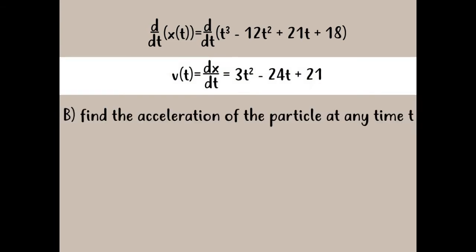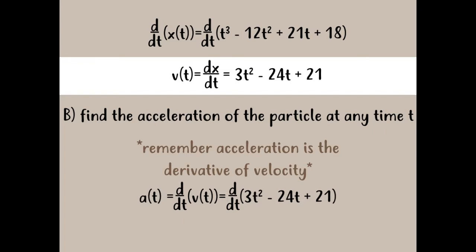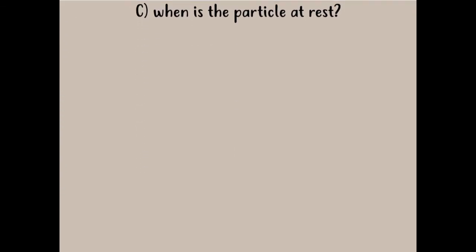Next we are to find the acceleration of the particle at any time t. Remember, acceleration is the derivative of velocity, so this is what the setup will look like, and by using the power rule and constant function rule again, the acceleration will be 6t minus 24. Next, we are to find when the particle is at rest. When an object is at rest, the velocity is 0, so all we do is set the velocity equation equal to 0 and solve for t.